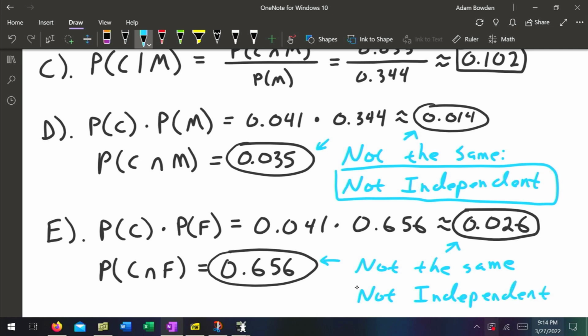which kind of makes sense when you think about it. Colorblindness is dependent upon gender. And so we look at the events occurring and they don't occur separate from each other. One does influence the other.